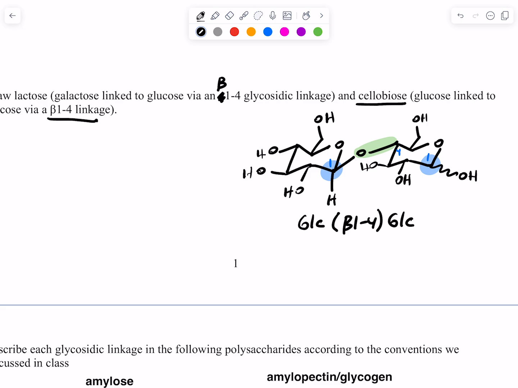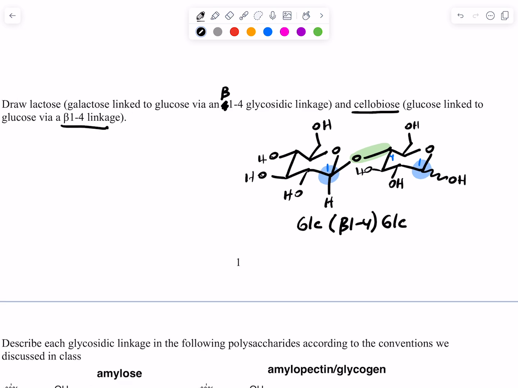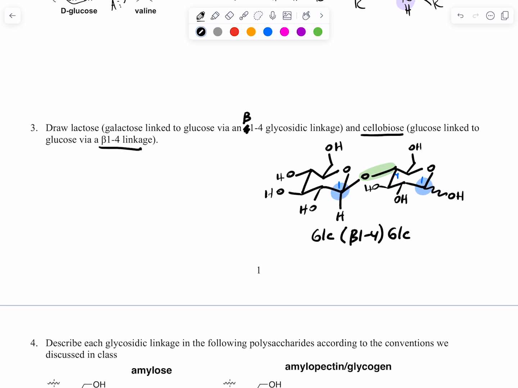Practice drawing things. You'll get a chance to do that on your problem set. And especially on the problem set where you're going to do sugar caramelization, just be creative with your linkages. Make sure you can recognize them and name them as alpha or beta, and then whatever the appropriate atom numbers are.